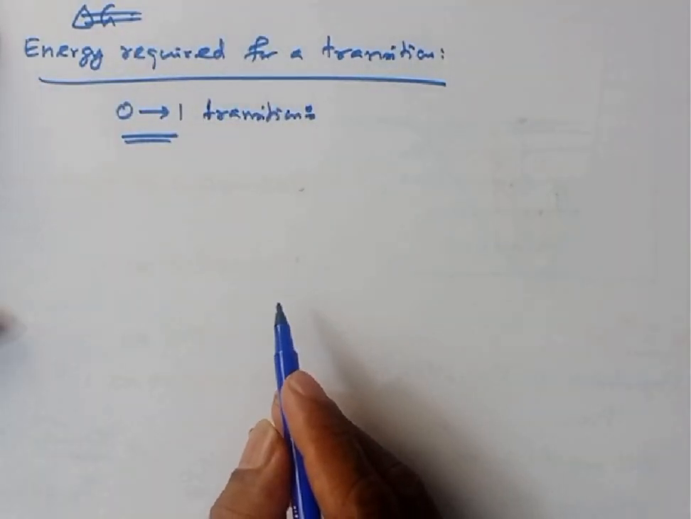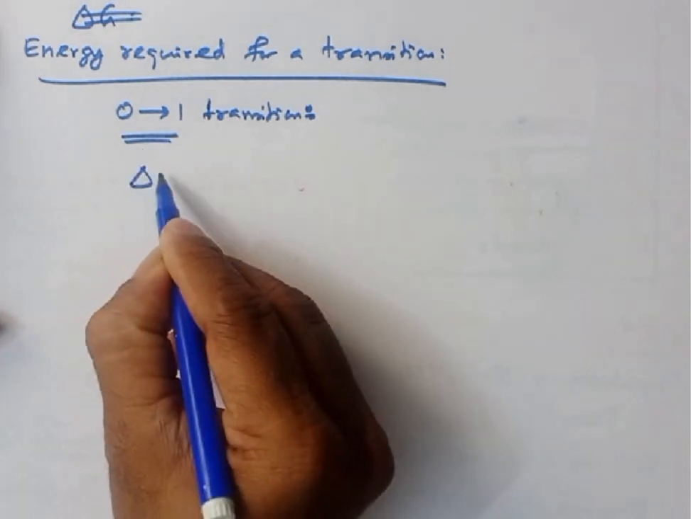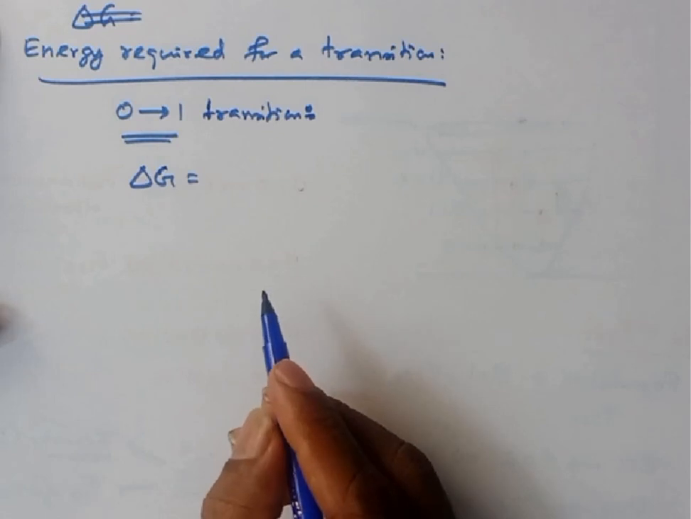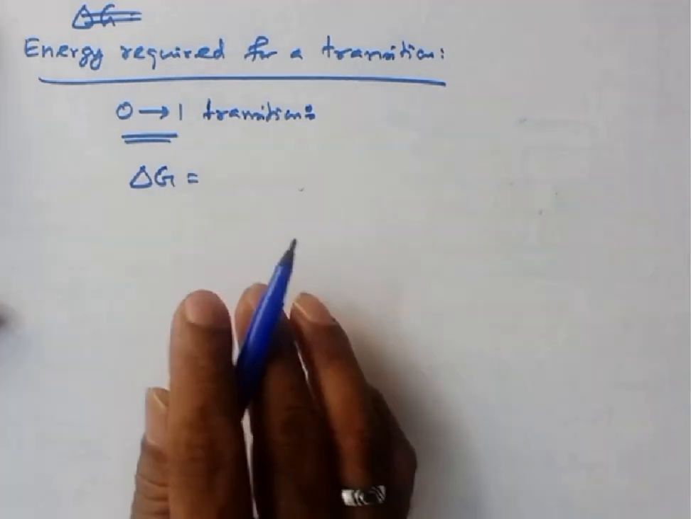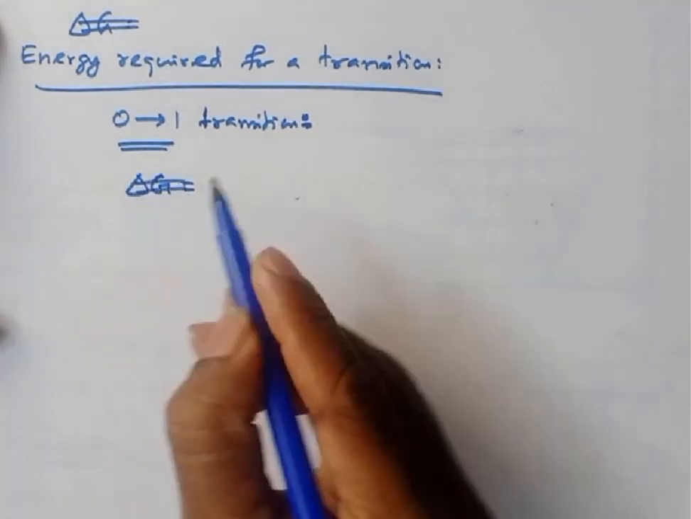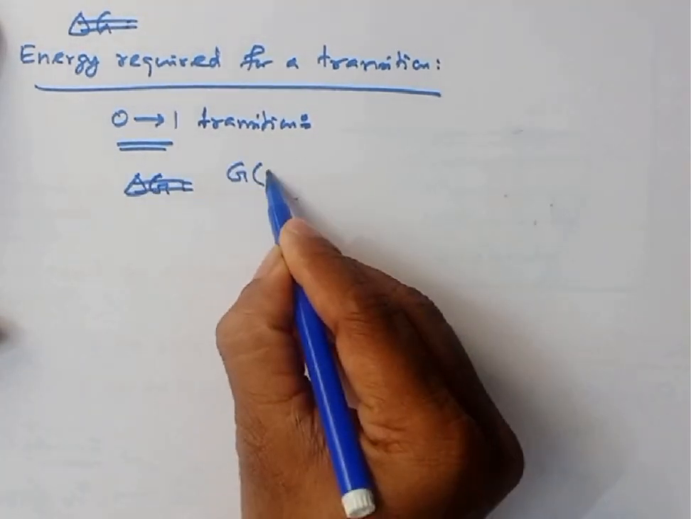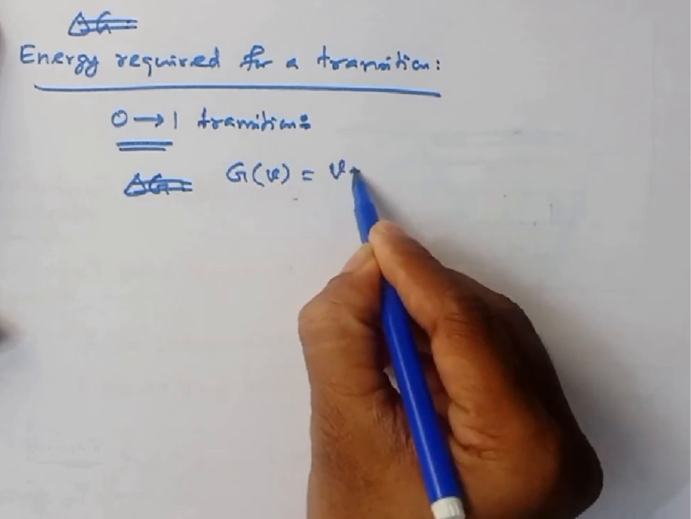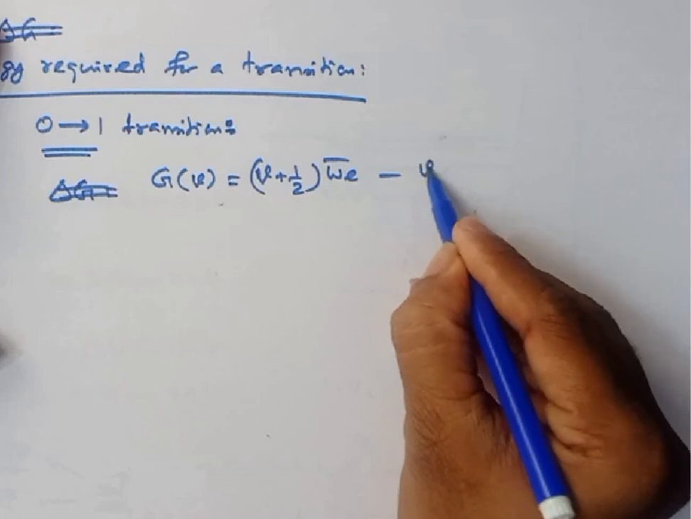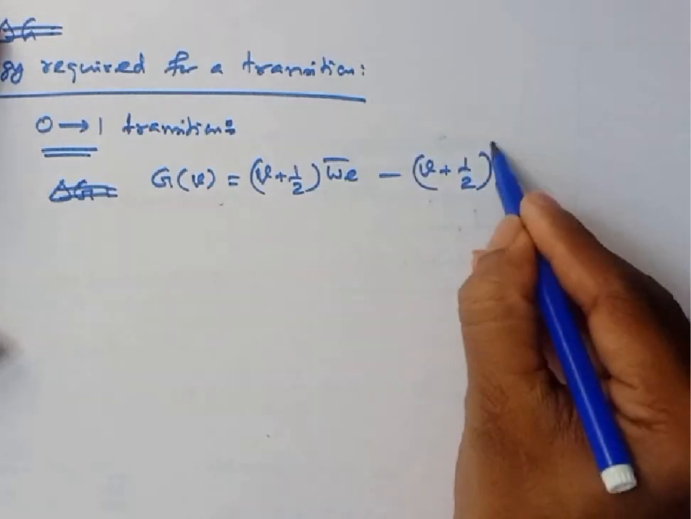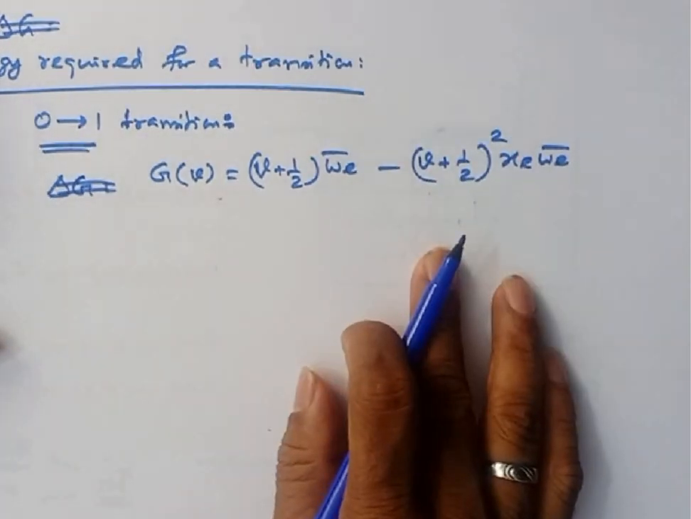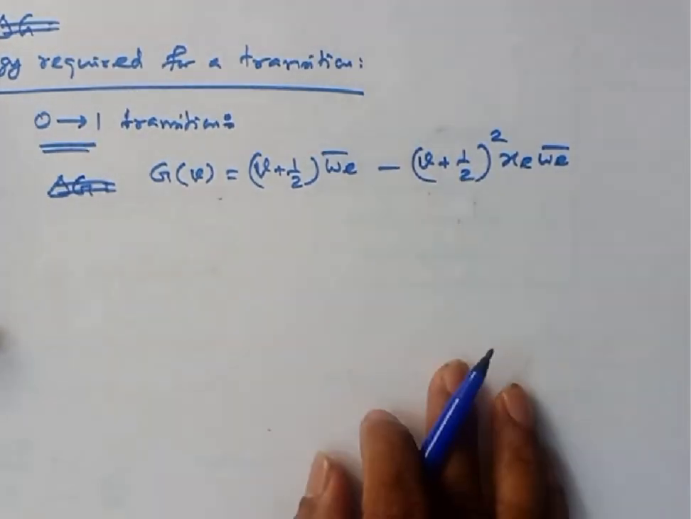What is the energy required for a fundamental transition? Delta G equal to, so you know very well the formula for delta G. What is the G formula? G(V) equal to (V plus half) into omega E bar minus (V plus half) the whole square into XE into omega E bar. Okay, so this is the formula for vibration energy in wave number unit.